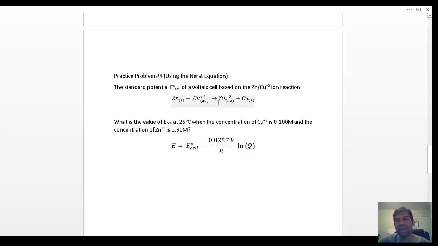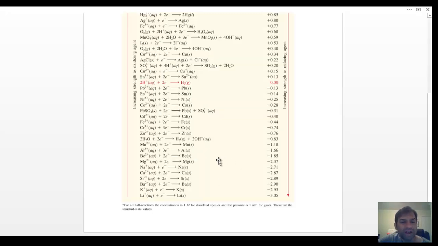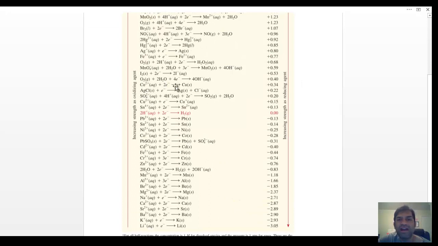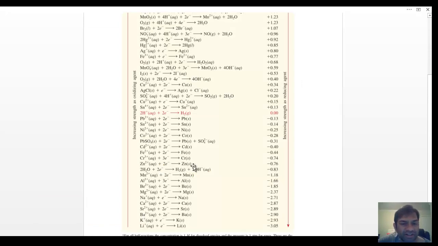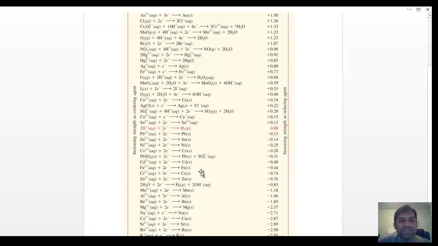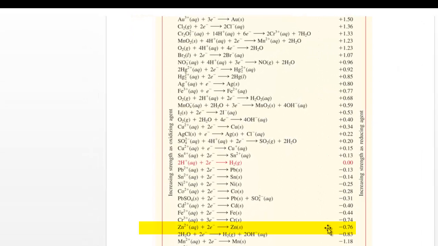Q is the same thing as K. It's used to compare to K. It's the products over reactants. We omit solids. All right, let's attack this problem here. Copper plus 2 going to copper solid. What is that in our table? Copper plus 2 going to copper solid, positive 0.34 volts. So let's write that out. And zinc solid going to zinc plus 2. Probably we're going to have to switch it here. Zinc solid going to zinc plus 2 is positive 0.76 volts. We're going to flip this, and that's going to be positive 0.76.